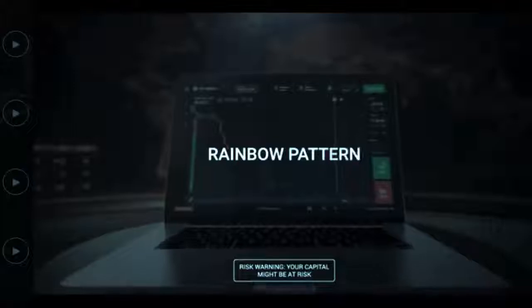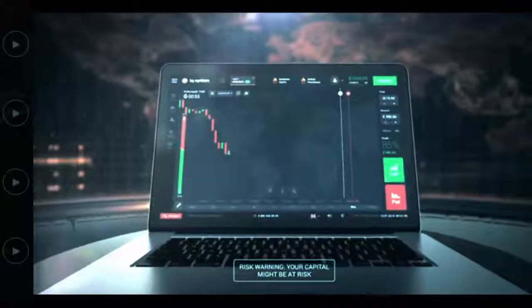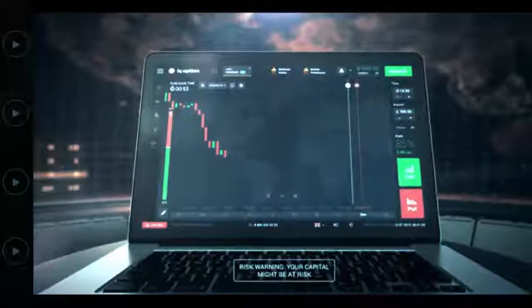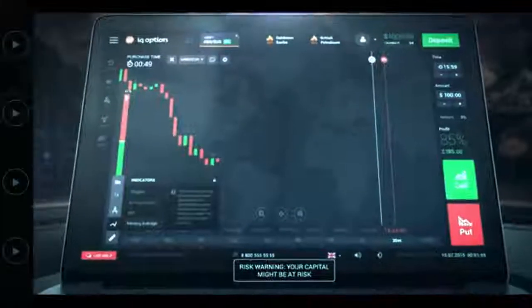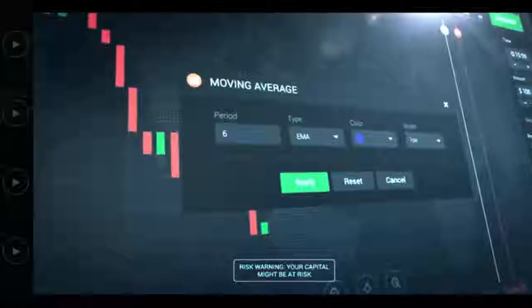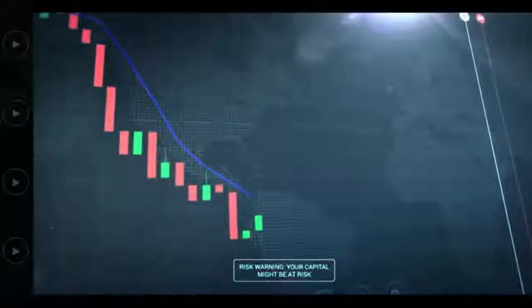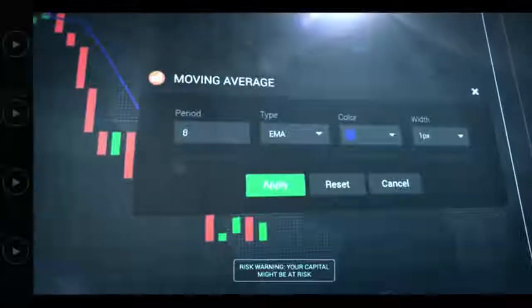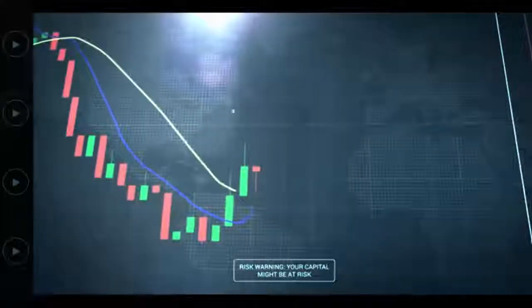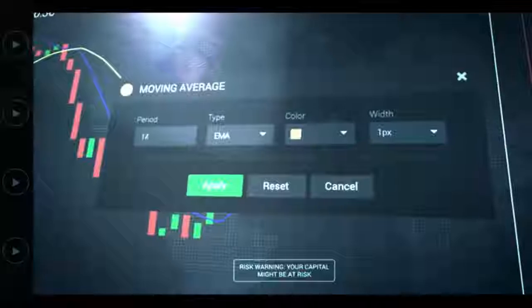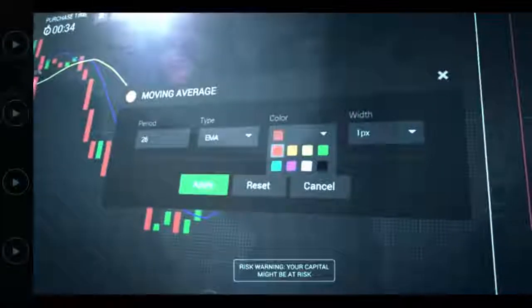Rainbow pattern. This graphical pattern includes use of three exponential moving averages with different periods. First, with the period of 6 of blue color. Second, with the period of 14 of yellow color. And third, with the period of 26 of red color.